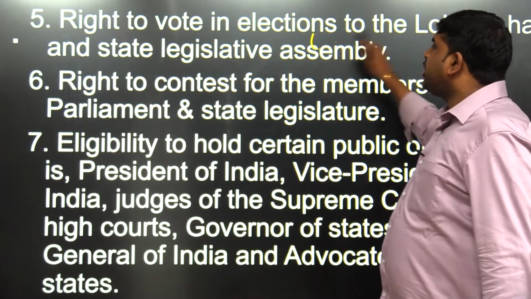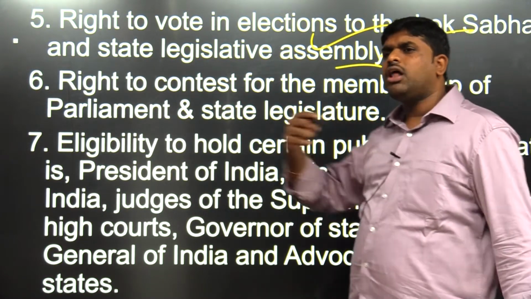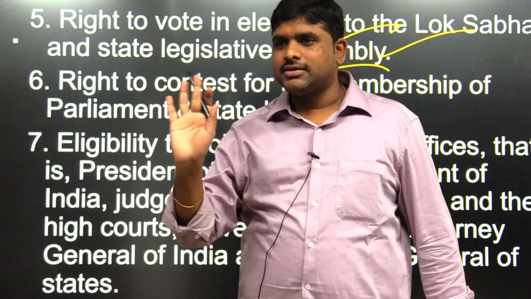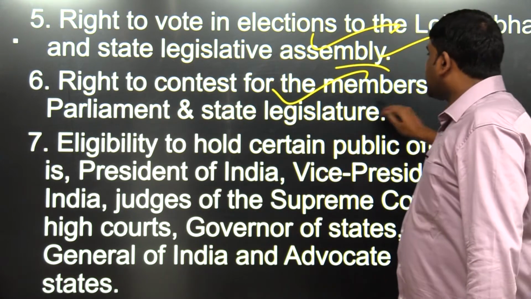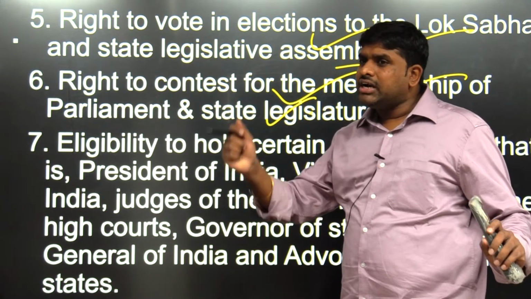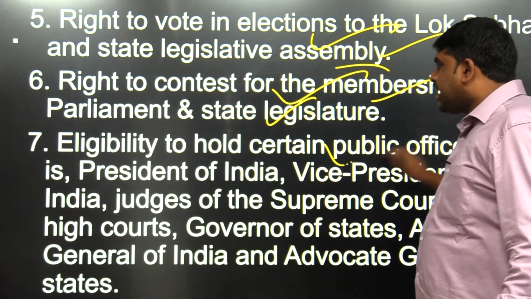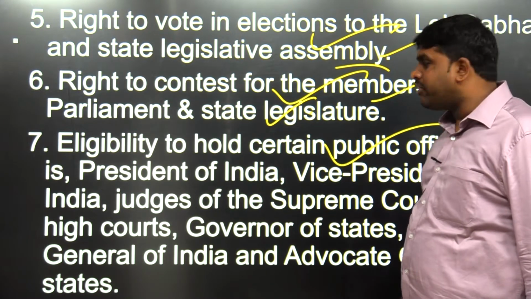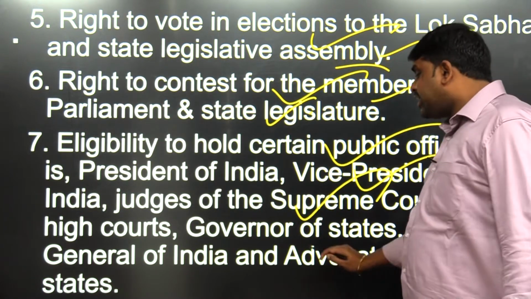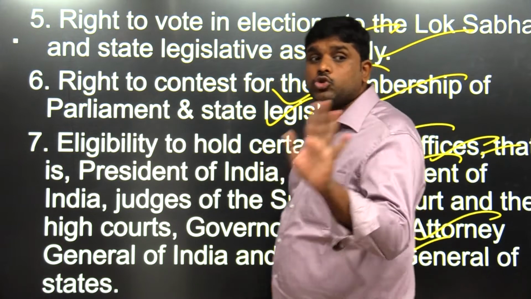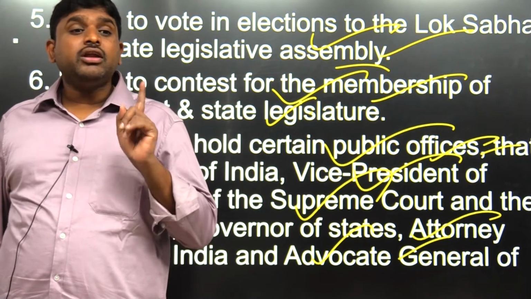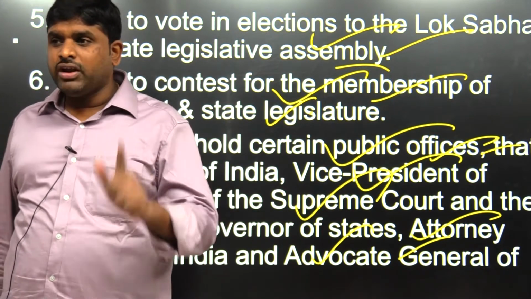Right to vote in elections to the Lok Sabha and State Legislative Assembly. All the citizens have the right, only one condition. What is that condition? 18, adult. Right to contest for the membership of parliament: all the citizens have the right to contest for elections. Eligibility to hold certain public offices, that is President of India, Vice President of India, Judges of Supreme Court and High Court, Governor of States, Attorney General of India and Advocate General: only citizens, no foreigner. These are exclusive for citizens.